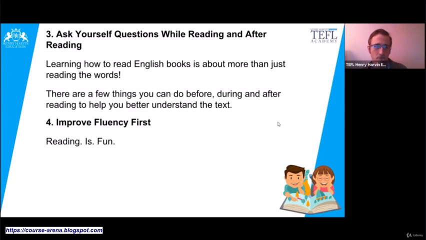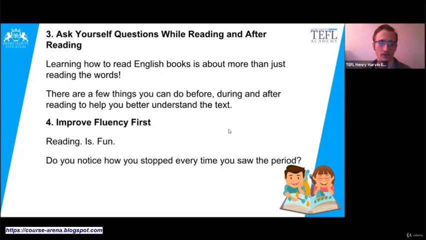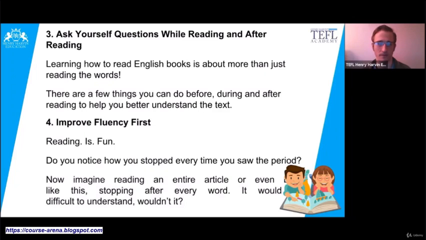So improving fluency first. Reading is fun. So those 3 words you probably read a little bit slower than if there were no periods in between them. So you have to understand how your brain interprets the words. So did you notice you stopped every time you saw the period? Yes. So we're just kind of playing around with your brain here.